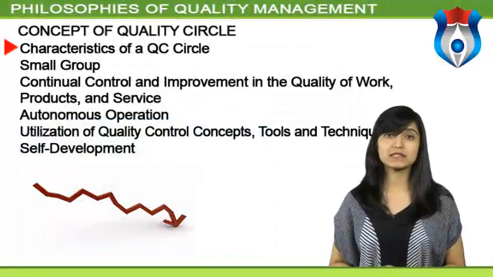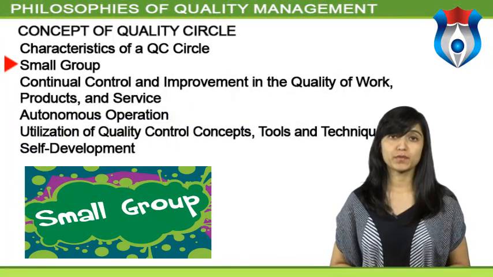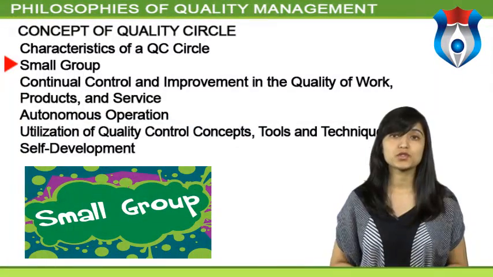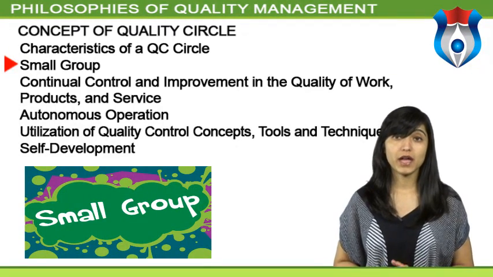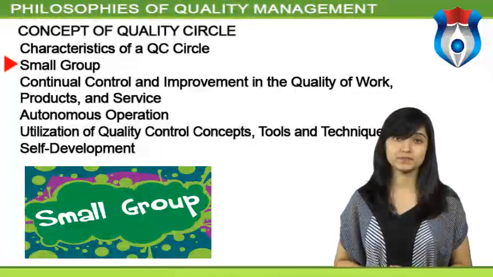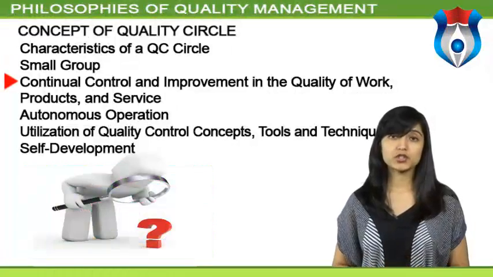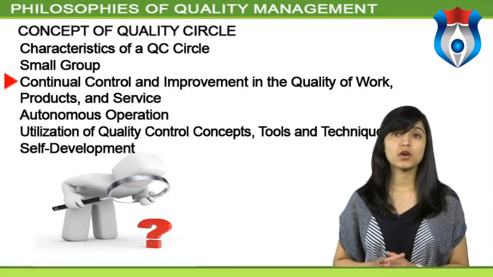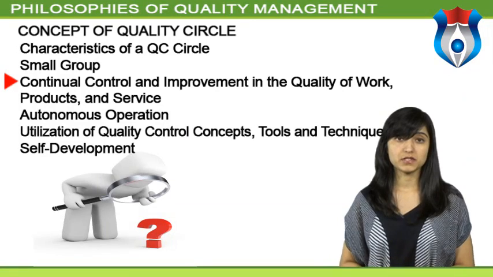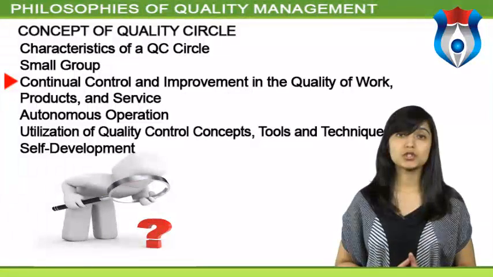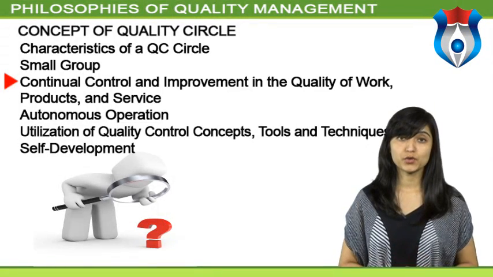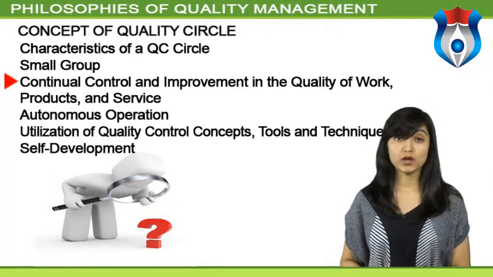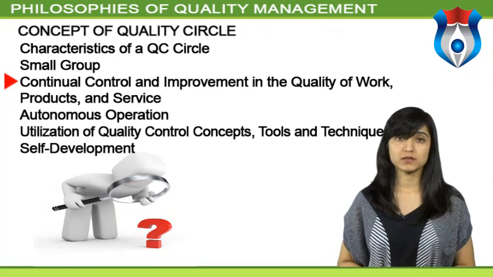Characteristics of a QC circle. Small group. The circle is normally composed of 3 to 10 volunteers who come from the same work area and are under the same supervisor. Continual control and improvement in the quality of work, products and service. QC continues to look for opportunities for improvement from the time they receive their inputs to the time they deliver their product or service to their customers.